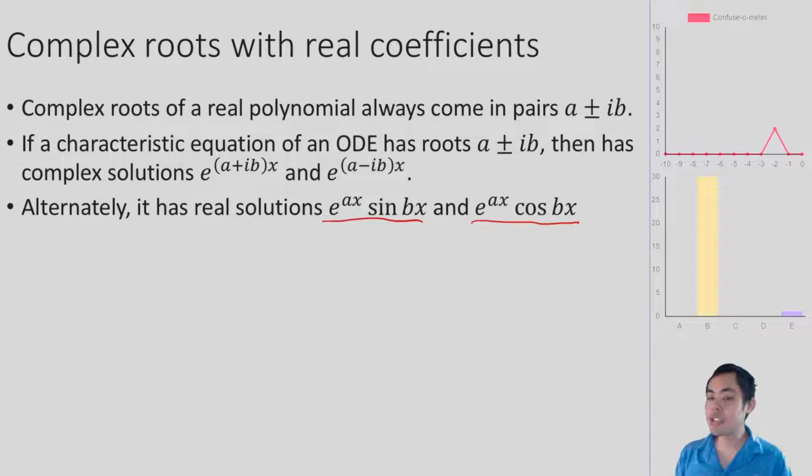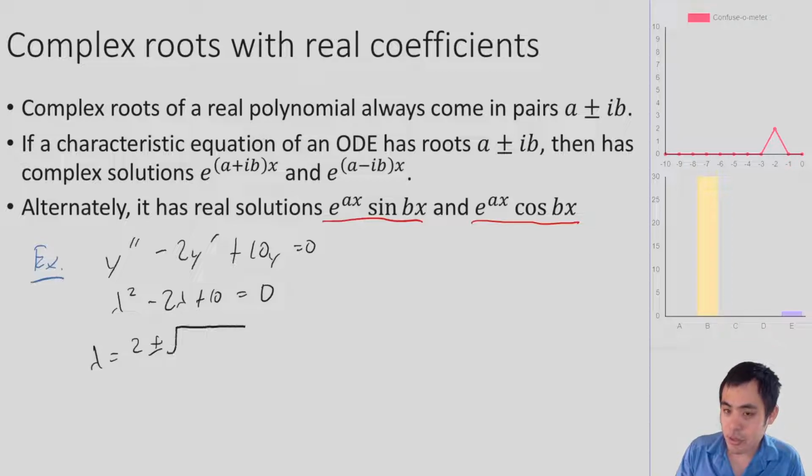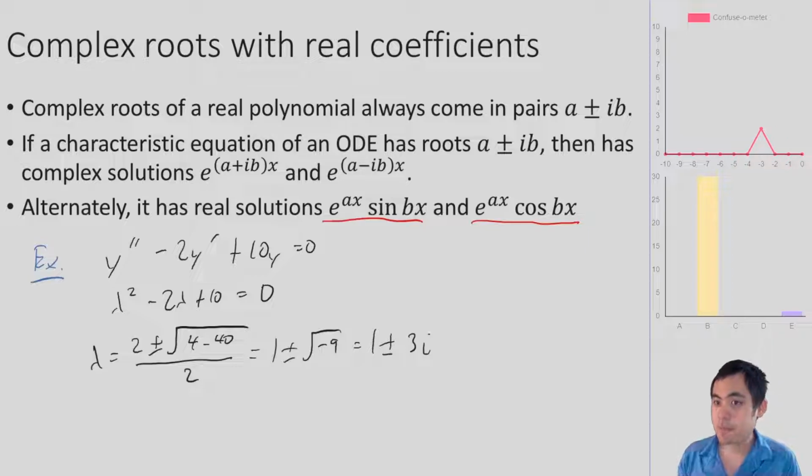And so therefore, when you're actually solving these problems, for example, if I had y double prime minus 2y prime plus 10y equal to 0, the characteristic equation is lambda squared minus 2 lambda plus 10 equal to 0. Lambda is equal to 2 plus or minus the square root of 4 minus 40, over 2, which is equal to 1 plus or minus the square root of minus 9, which is equal to 1 plus or minus 3i.